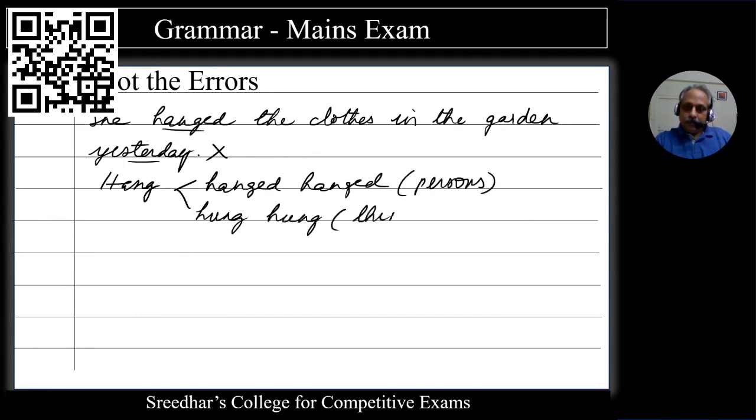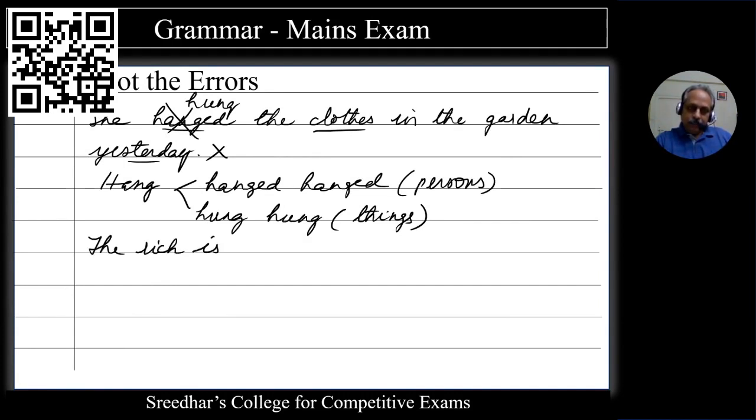Hung goes with things. Here, clothes, things. Then we cannot say hanged. That's why the sentence is wrong. We have to say hung. She hung the clothes in the garden yesterday. That is a correct sentence. Now let us go to the next one, adjective.